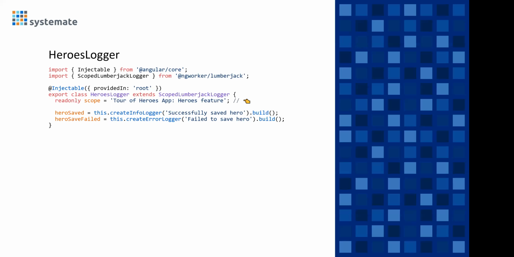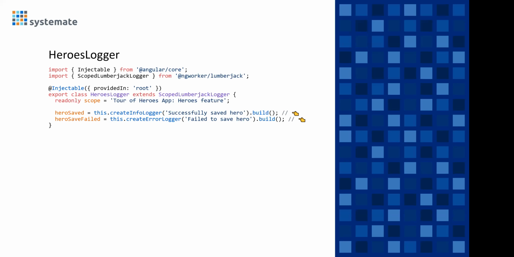There is also a base class called just Lumberjack Logger. It doesn't support the scope property, so you have to add that using the with scope method like before. But then you'll have the duplication if you want to reuse the same scope for your log objects. So when you're extending these logger base classes, you can get a logger method, for example, the hero saved, and it also follows this builder pattern.